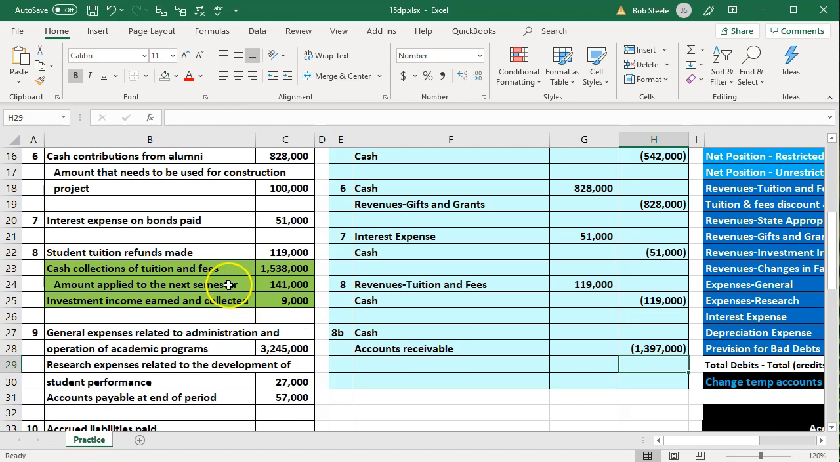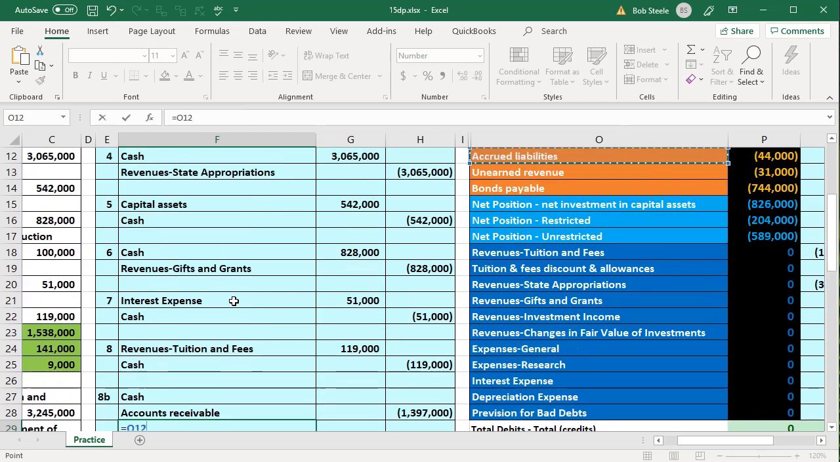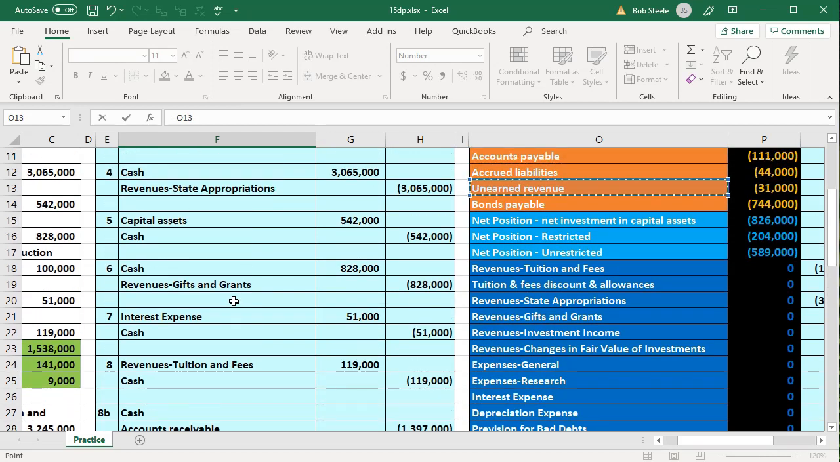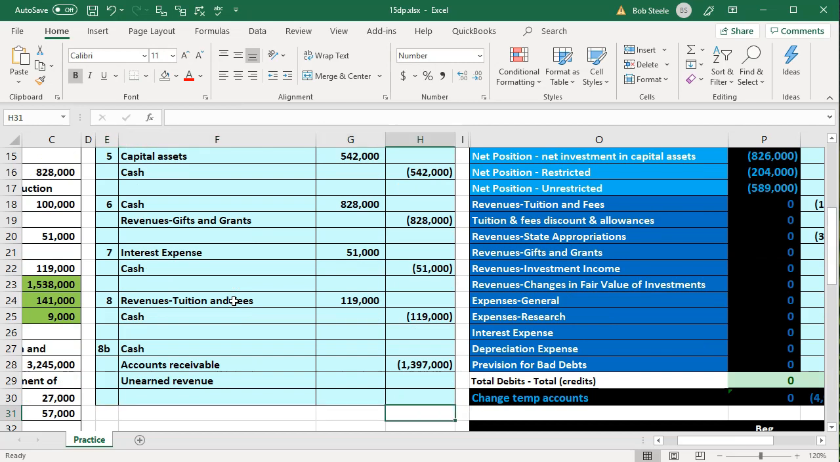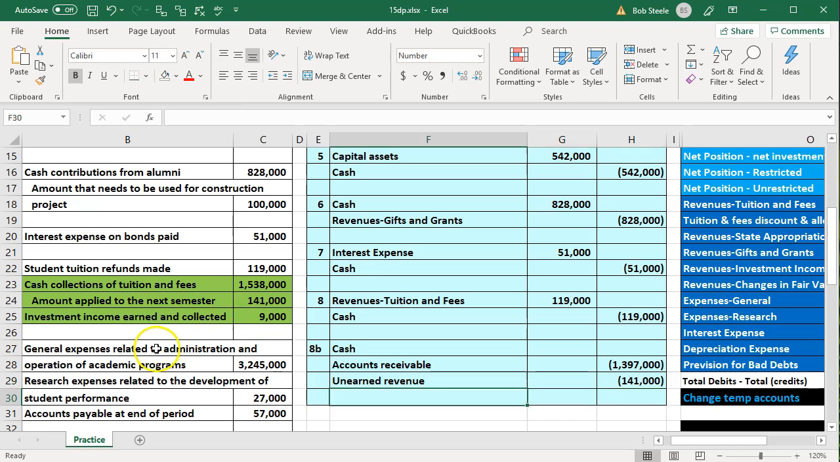Now, this amount then applies to unearned revenue, because that means that it applies to next semester. We got money now, but it's not for this semester, it's for next semester. Therefore, we have not yet earned it. So it's going to go into a liability account called unearned revenue until we earn the money, until the semester basically starts or gets on the way. So that's going to be a credit of the 141.